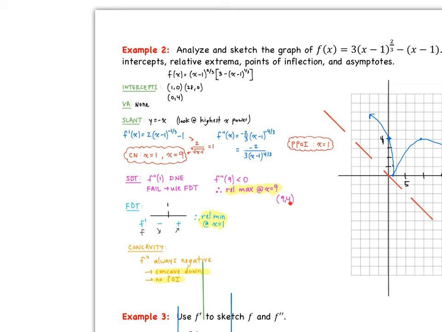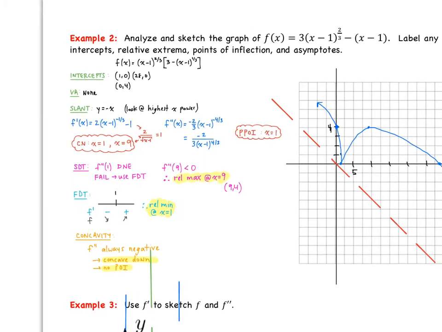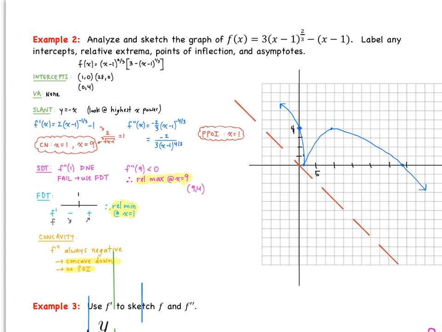So now we're ready to go ahead. We're ready to graph. We can plot our intercepts. We've got 3, no vertical asymptote, and a slant asymptote of y equals negative x. We know we have a relative minimum at the point 1, 0, and a relative maximum at 9, 4. So when we go ahead and we plot all of that information, we're going to get a graph that looks like that.